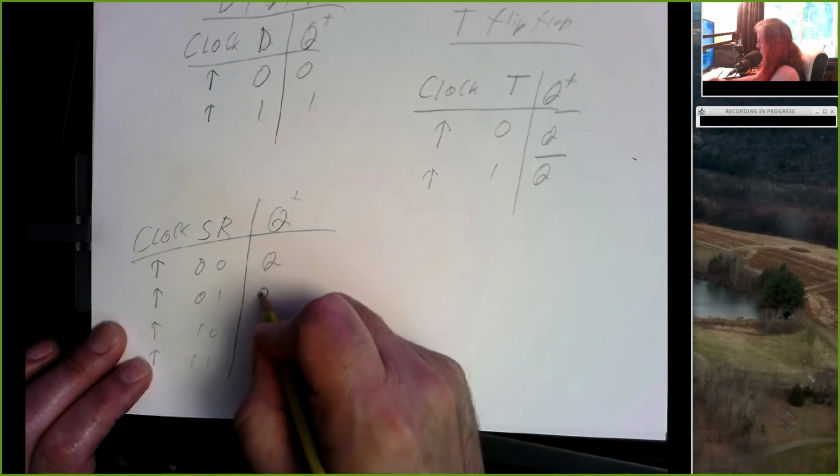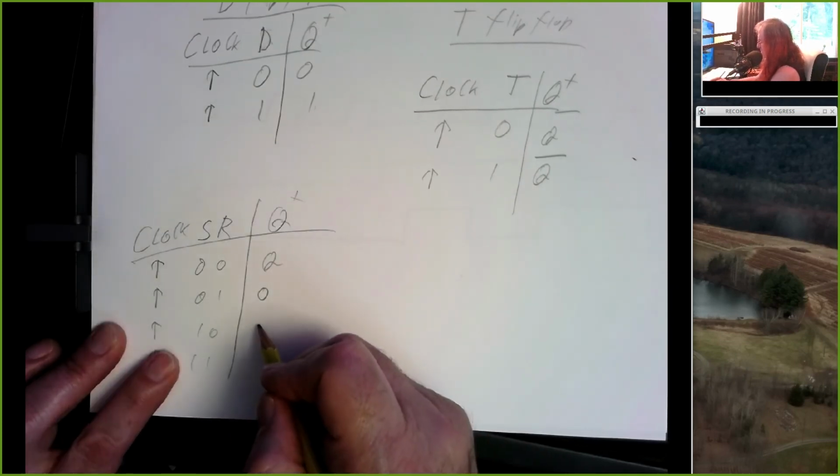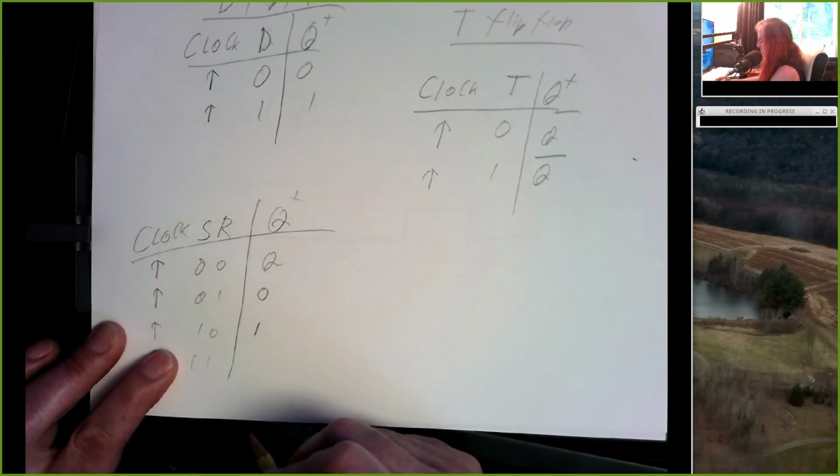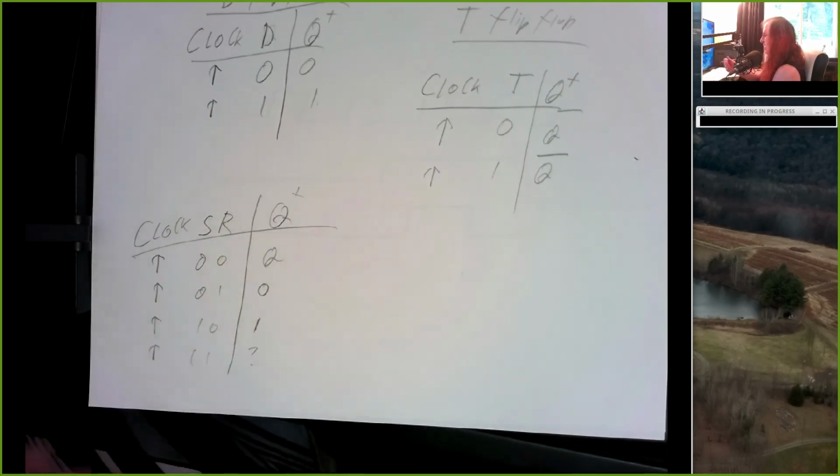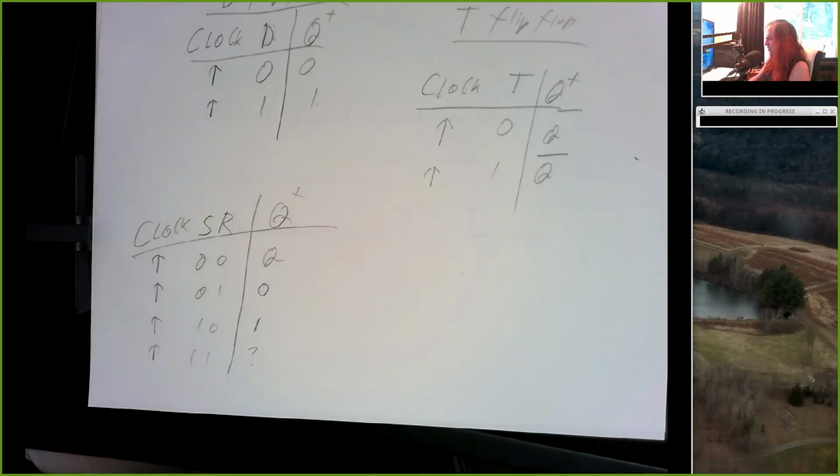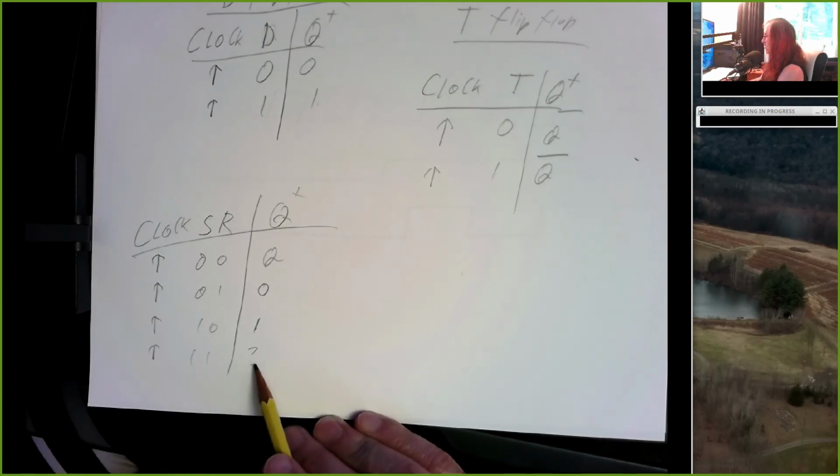And so with an SR, if both inputs are 0, the output is unchanged. If R is 1, the output is reset. If S is 1, the output is set. And if both inputs are 1, it depends. Sometimes this is simply called a forbidden state. Sometimes your truth table may say, in this case, the output will become a 0.